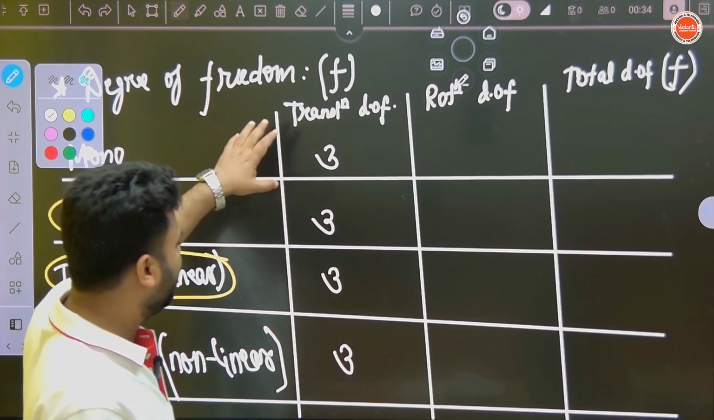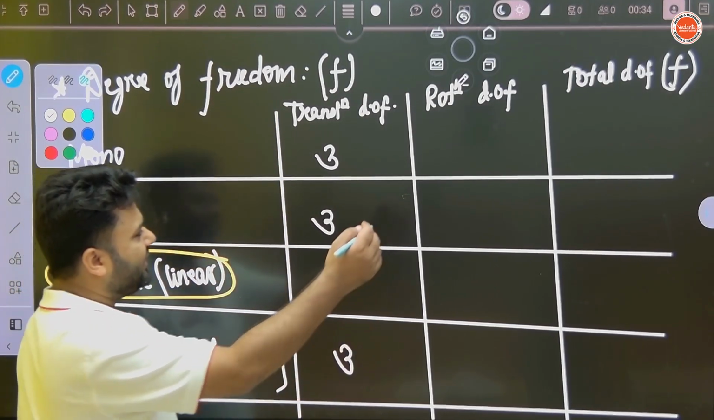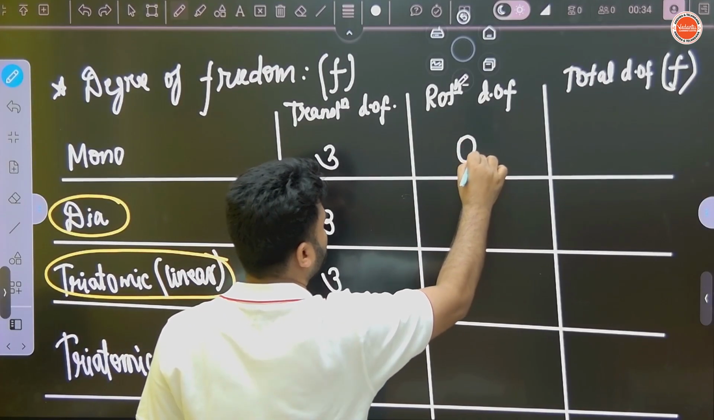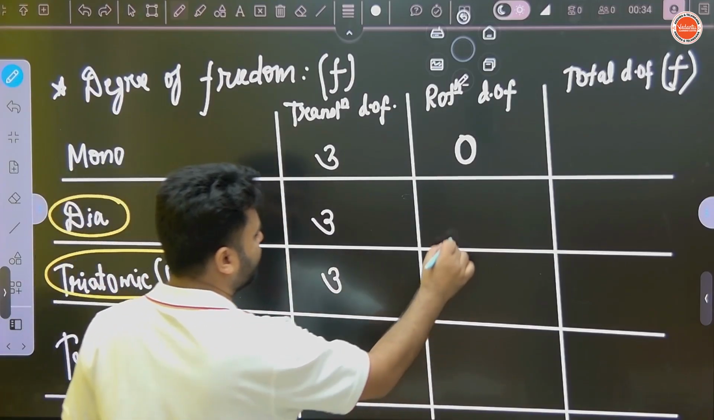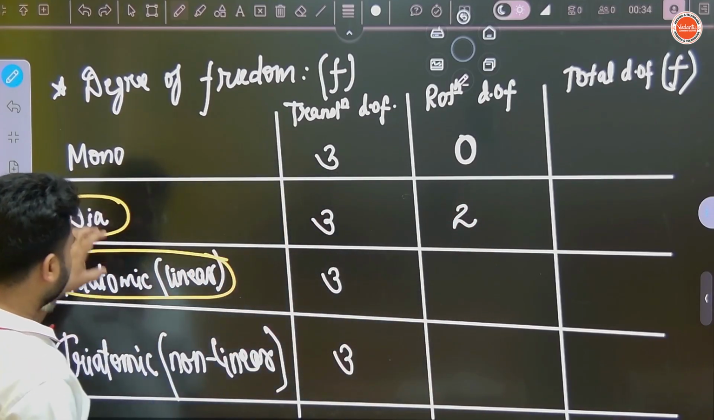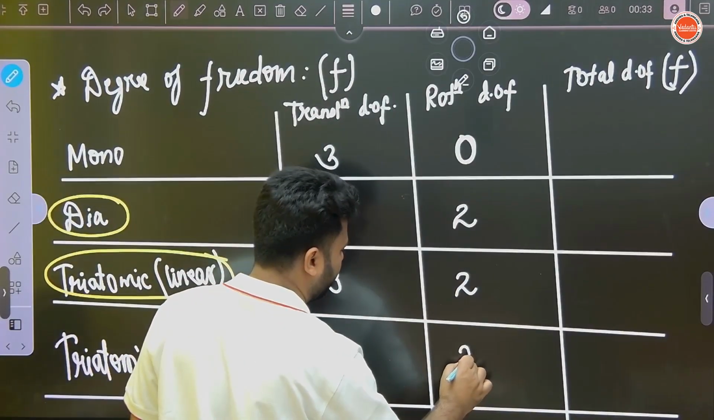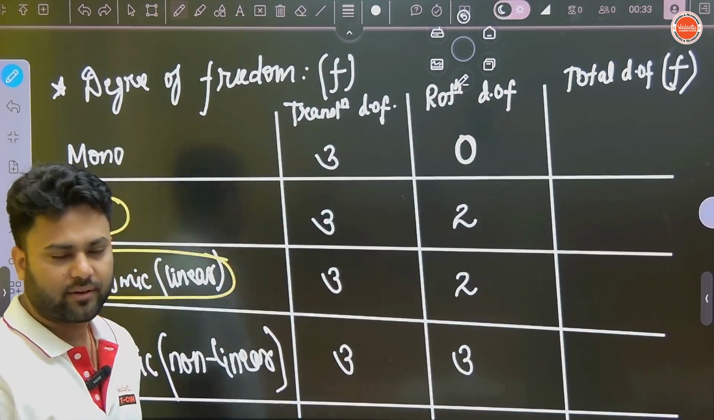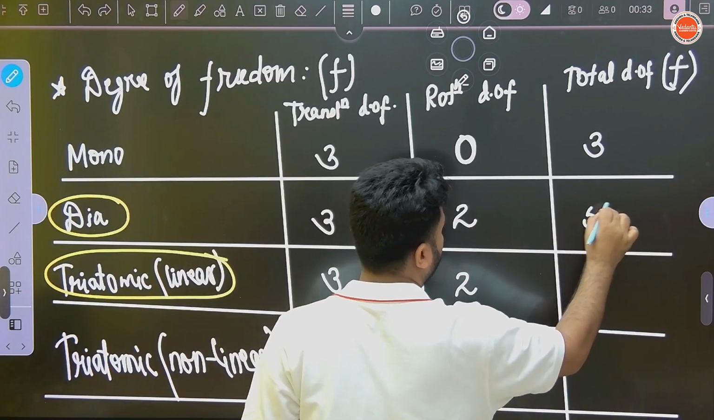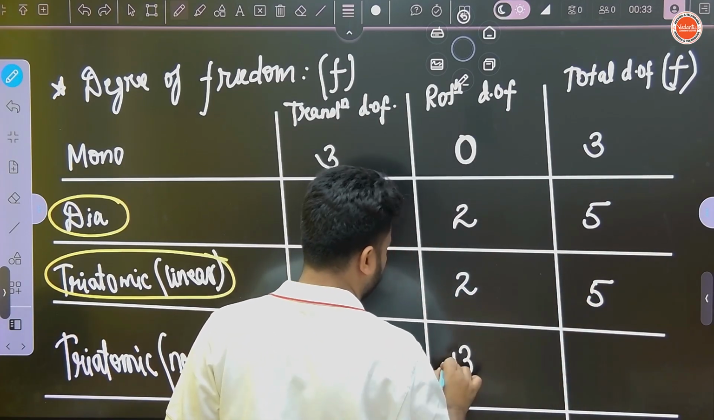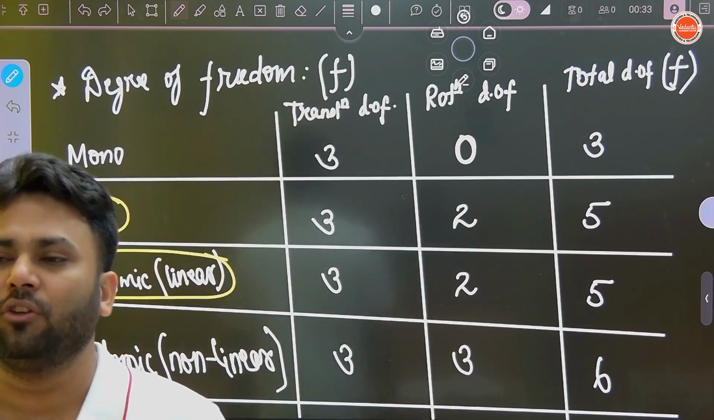See, translational degree of freedom, for all 4 cases we have 3, 3, 3, 3. Rotational degree of freedom, for here this is 0. Correct? For diatomic this is 2. And I told you this and this behave the same, so here also 2. For triatomic non-linear this is 3. Total degree of freedom: 3 plus 0, 3. 3 plus 2, 5. 3 plus 2, 5. 3 plus 3, 6. 6 degrees of freedom for a triatomic non-linear molecule.